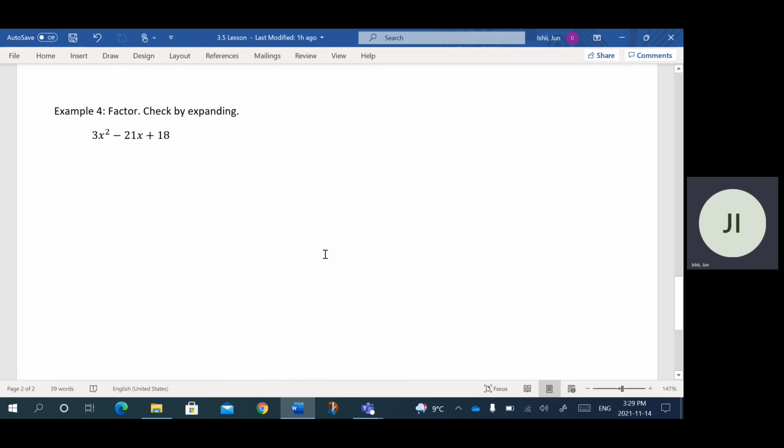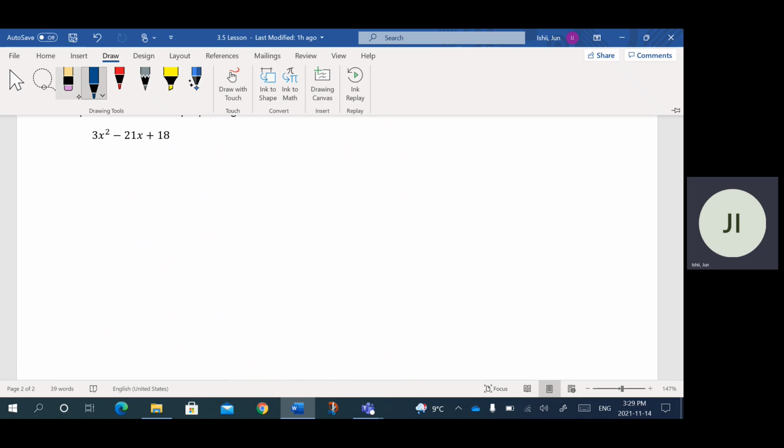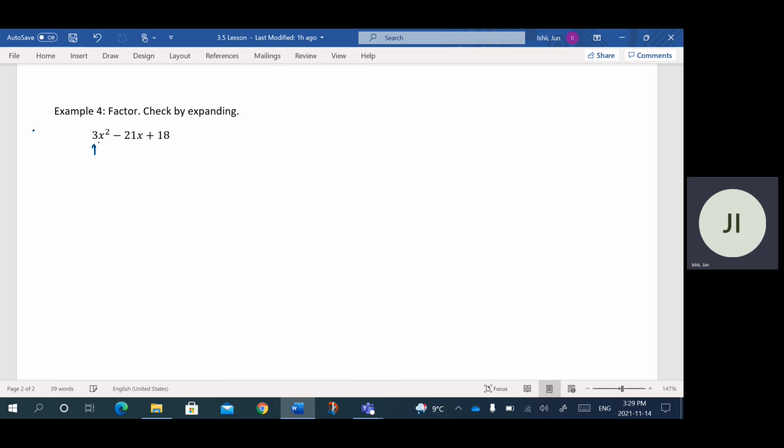All right, I believe I got one more example here. For this question, what you'll notice is that instead of having 1 in front of the x squared, I actually have a 3. So if that's the case, what you want to do here is look for a GCF, greatest common factor, first. Well, in this case, we actually do have a GCF, which is 3. 3 goes into 3, 3 goes into 21, 3 goes into 18. So first thing I'm going to do, just like that previous lesson, is factor out the GCF. So I'm going to pull out a 3.